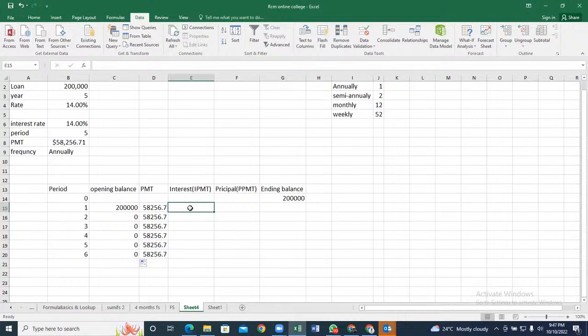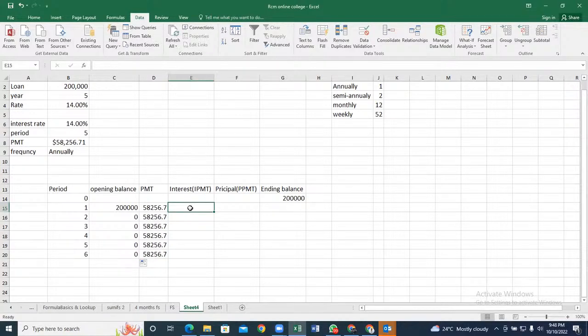Before we move to interest, I want you to confirm to me if you've inserted those things. You have opening balance, you have ending balance, and you have 0 to 6 in the period column. How many of us have done that? There's an issue on PMT. When I change the frequency, there's an issue in PMT.